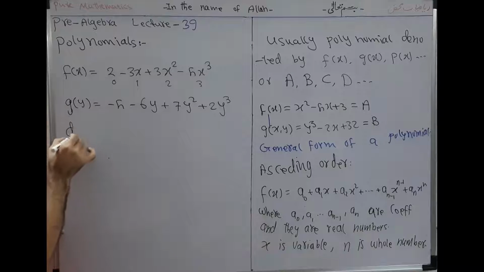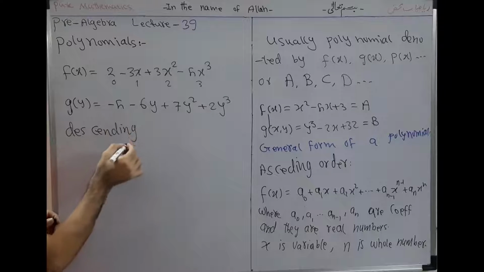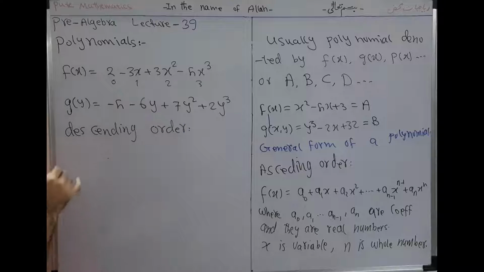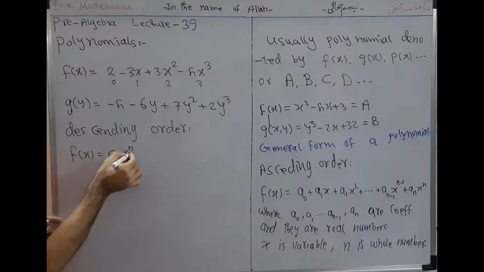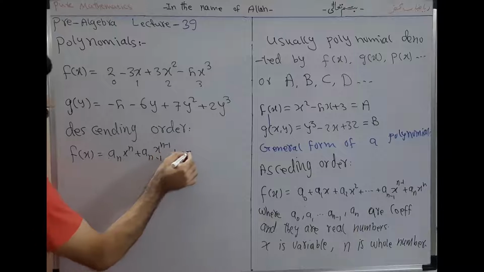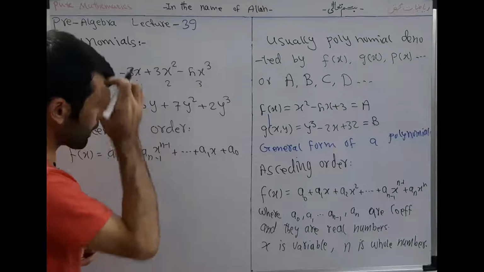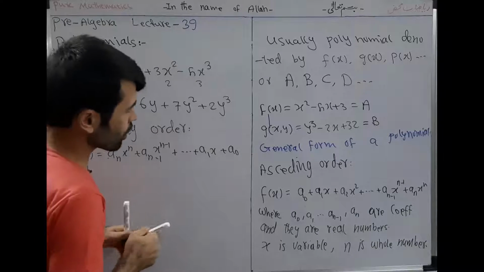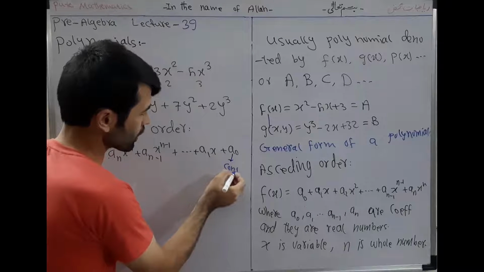Descending order. f of x is equal to an x to the power n plus an minus 1 x to the power n minus 1 plus and so on plus a1 x to the power 1 plus a0. Here also a0 is a constant term.